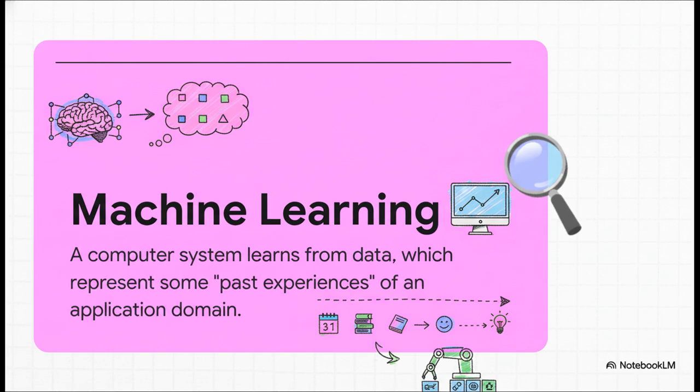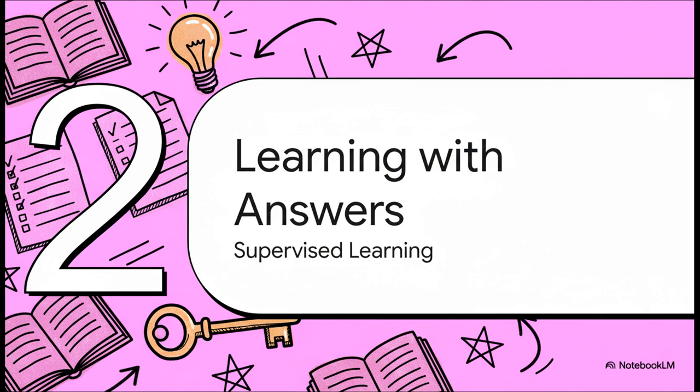But what does that actually look like? Let's start with the most common way. All right, the first way is what we call supervised learning. And honestly, the easiest way to think about it is like this. Imagine you're studying for a huge test, but you've got the official answer key right in front of you.